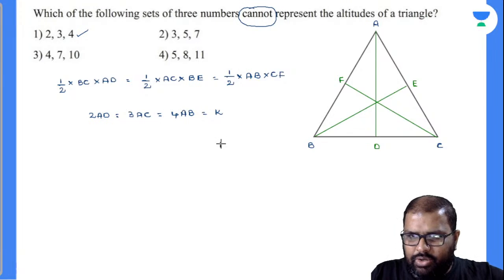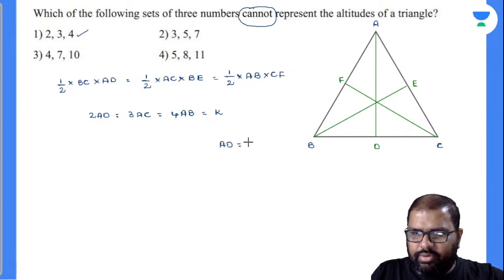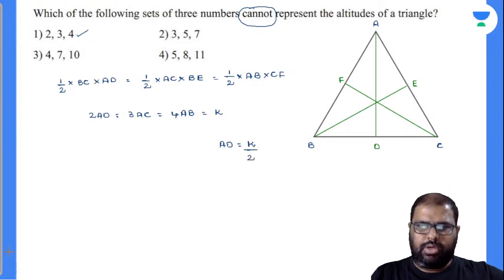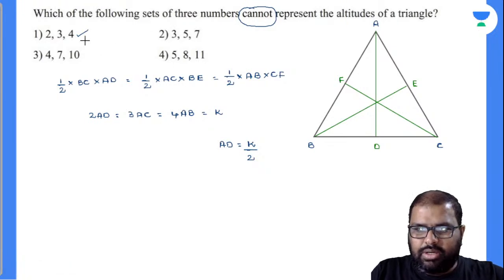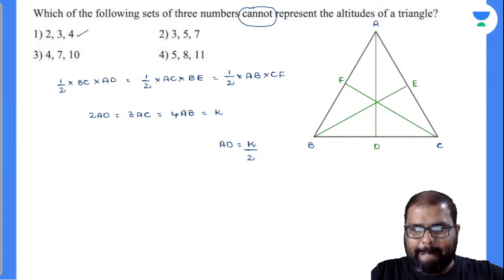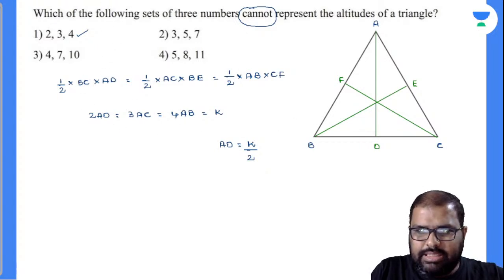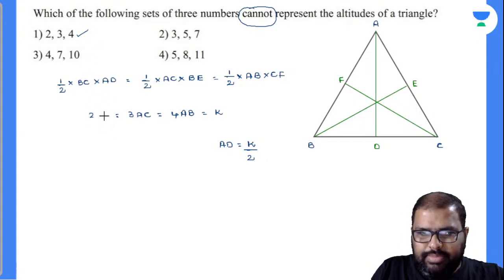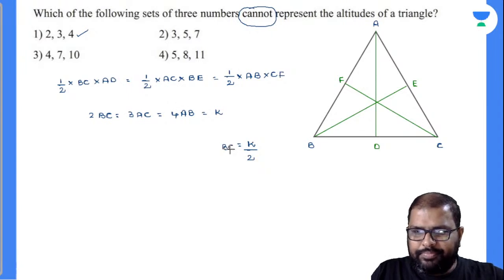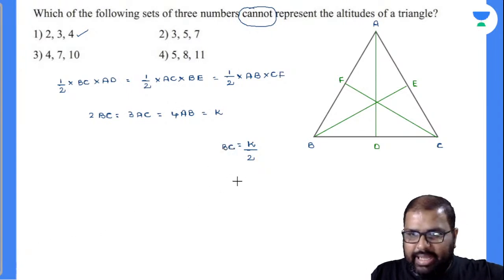So by this I can write K by 2, sorry. Not the AD value, the BC value. These are altitudes, no? So this is the BC value: BC is equal to K by 2. See here, and again I can take down AC is equal to K by 3.